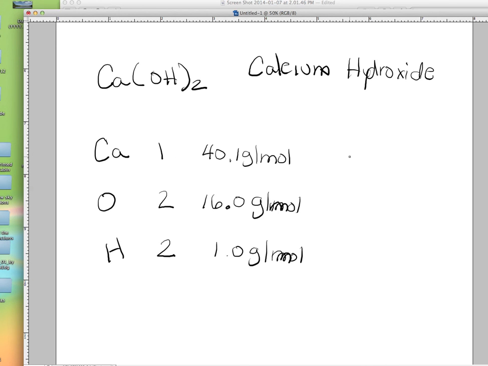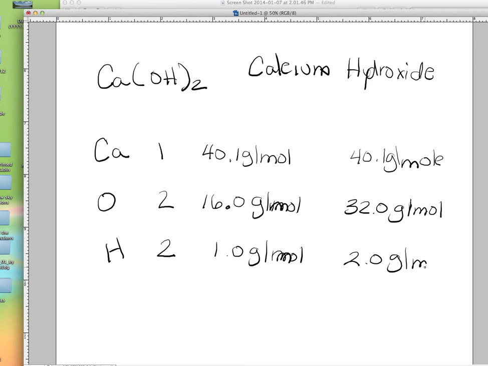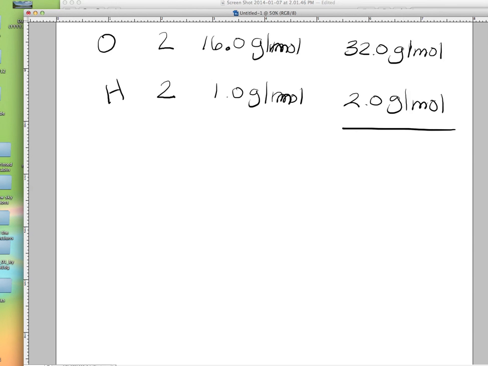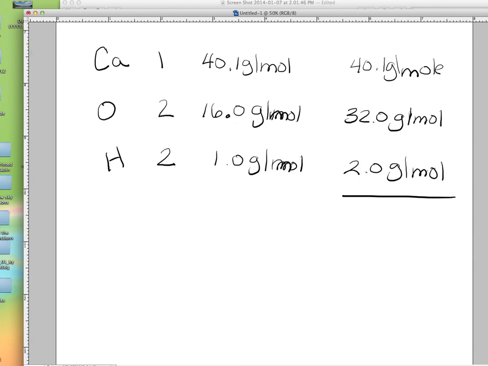So 1 times 40.1 will give us 40.1 grams per mole. And then 16 times 2 is 32.0 grams per mole. And then 2 times 1 is going to give us 2 grams per mole. Alright, now all we have to do is add these up. Ooh, where'd it go? Uh-oh. Okay, headquarters, we have a problem. Oh, there it is. It's like learning to use a smartboard all over again.